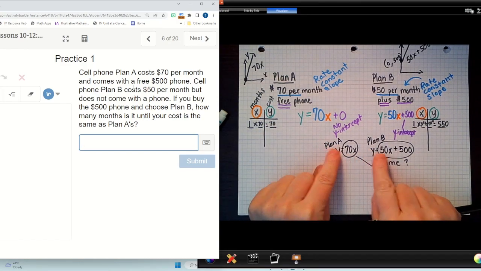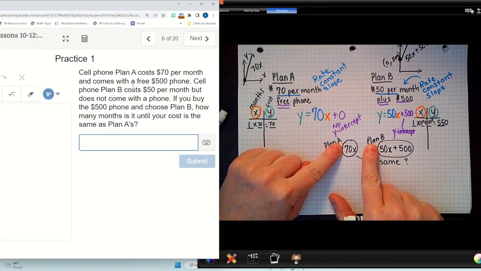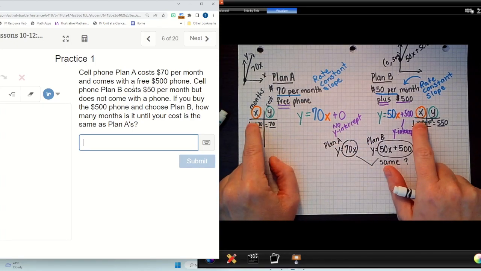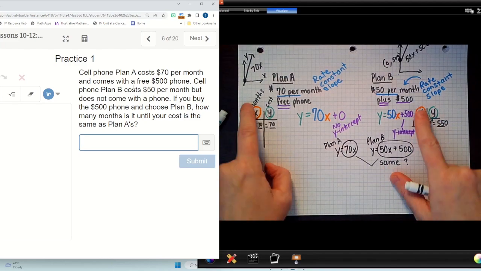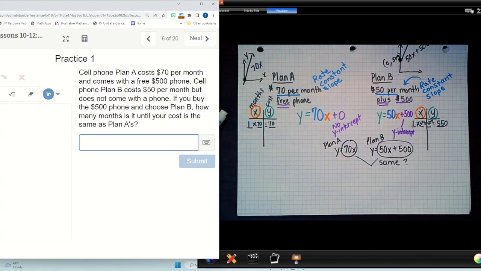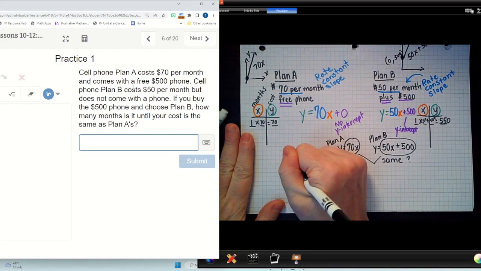Now, I know it says y equals. I don't really care about the cost right now because that's not what it's asking me. It's not asking me how much the plan is costing. It's asking me how many months. So I'm curious about the x. I want to know what the x is, and then I can figure out the cost later. I need the x first. So I don't know how many months these two are going to be the same. So let's just set it up as an equation.